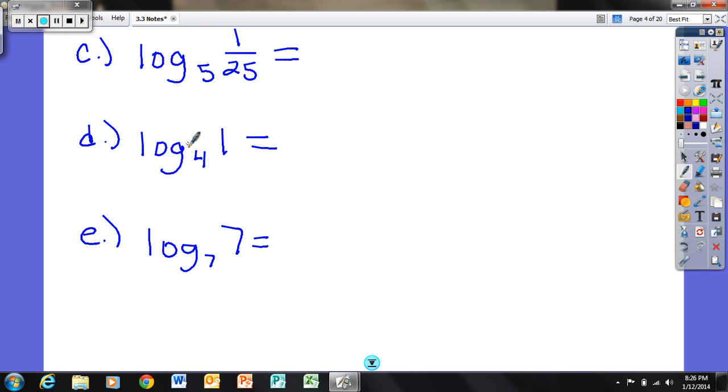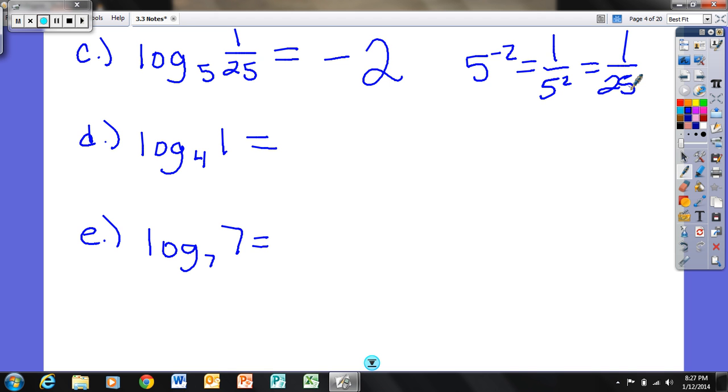So if you go back to the first one, you can see that this expression is going to be equal to -2. And that's because 5 to the negative second power we know is really equal to 1 over 5 squared, which is really the same as 1 over 25. That's how we check our answer.